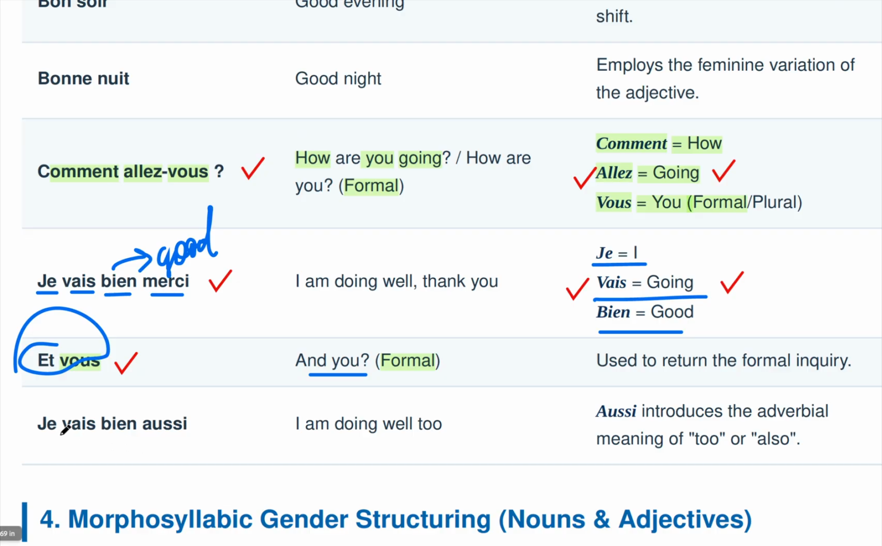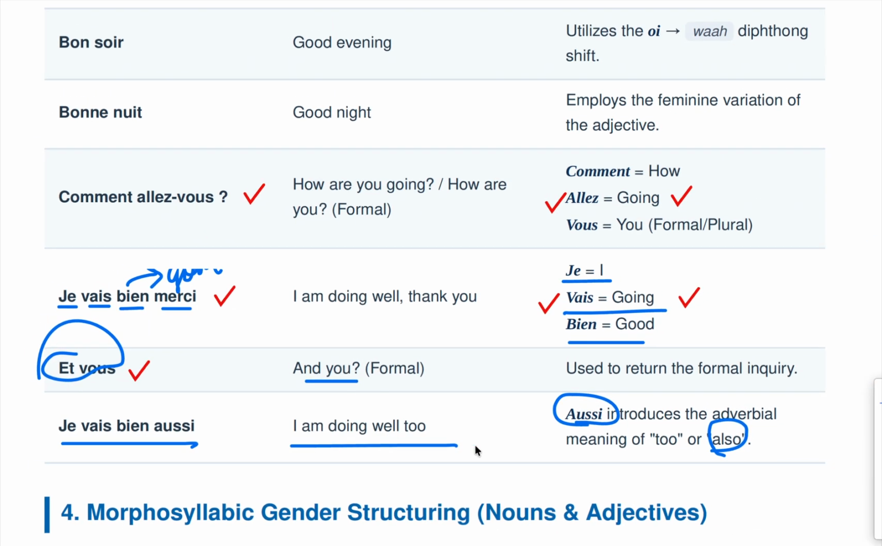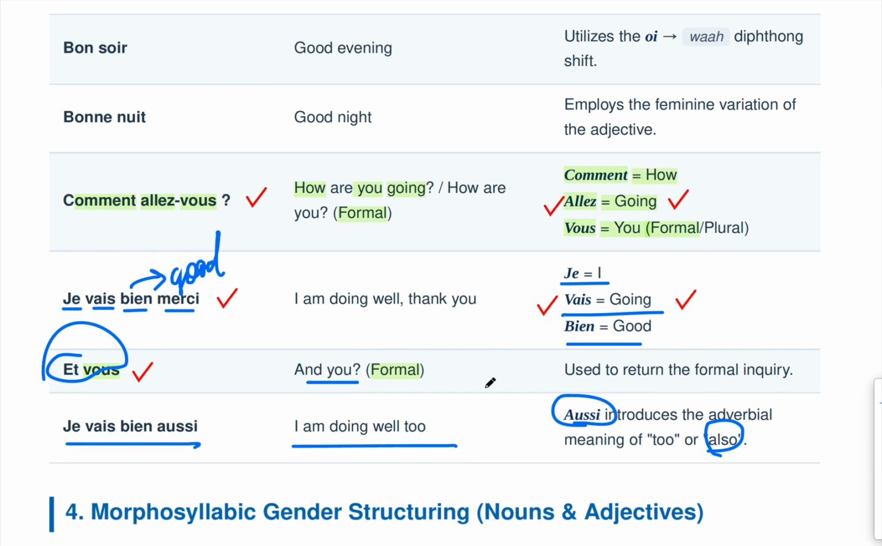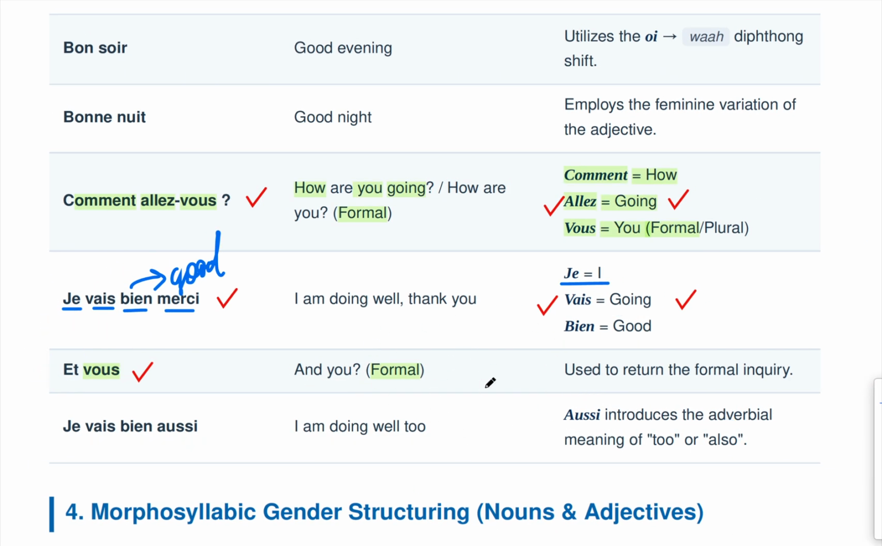And another person will say je vais bien aussi, je vais bien aussi. Aussi means also. Okay, aussi, I am doing well too. D'accord, je vais bien aussi. So this is the formal condition, where we are using vous.